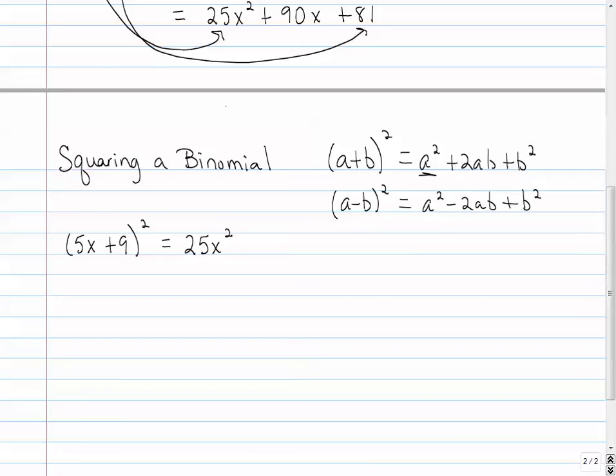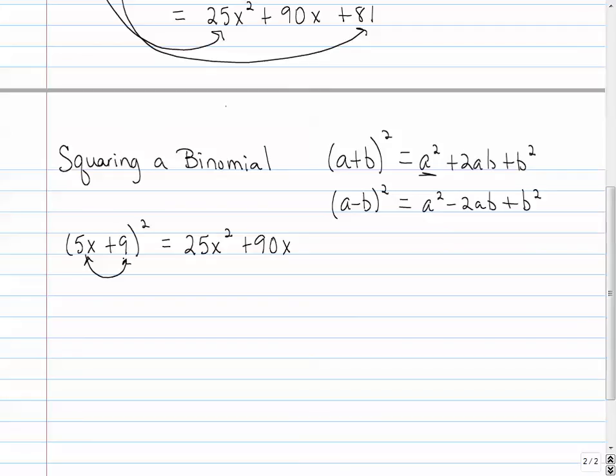Now, to get the middle term, what you do is you multiply these two right here together, the 5x and the 9, and you double it. And you know when you double something, that means you multiply it by 2, right? So you're going to multiply the 5x times the 9, which gives you 45x, and then multiply that times 2. 45x times 2 would be 90x. So the middle term would be 90x. And that's the trickiest part, is just finding that middle term. And all you have to do is multiply the two terms together and multiply that by 2. And that gives you the middle term every time.